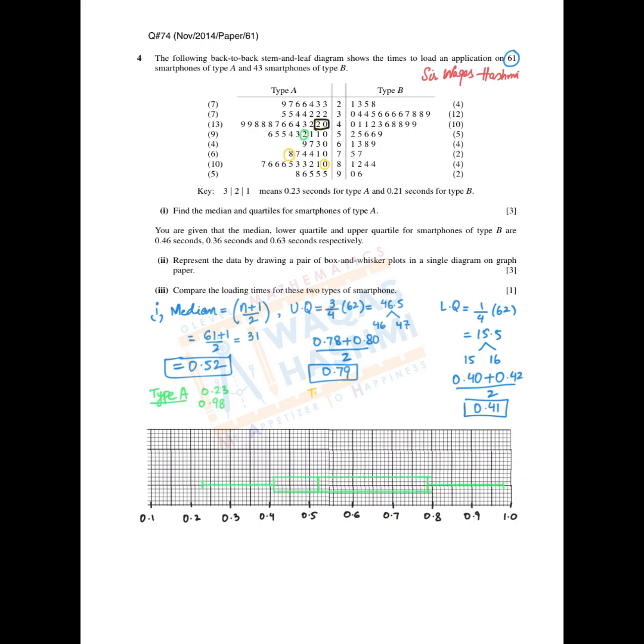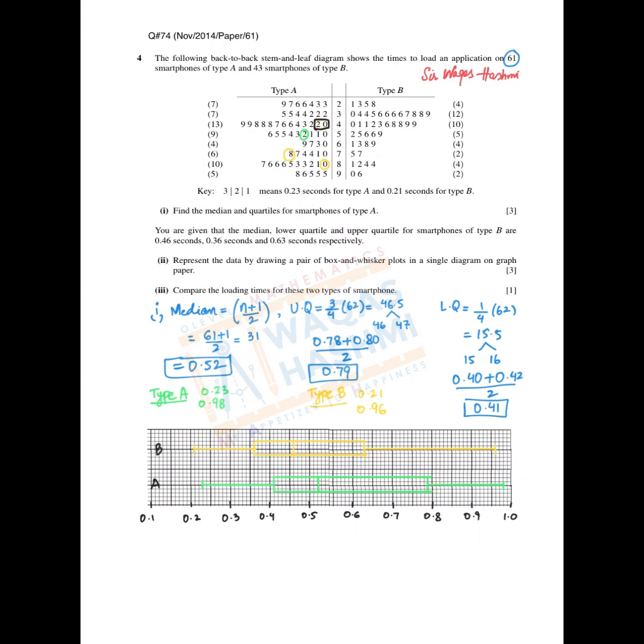Now I will do the same for type B with the yellow pen. For type B, the lowest value is 0.21 and the highest value is 0.96. So first, I will construct these two values. 0.21 is this one, and 0.96, that is the lowest and highest value marked here. After that, the median value we have is at 0.46, so we have highlighted the median, lower quartile and upper quartile, and construct them with the straight line. So that is the representation for type B, and that is the representation for type A.